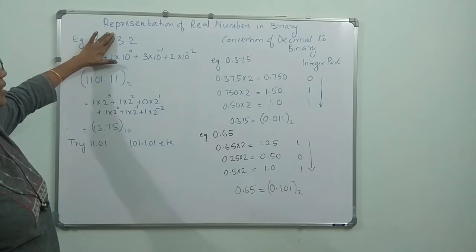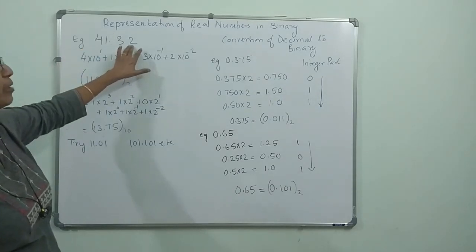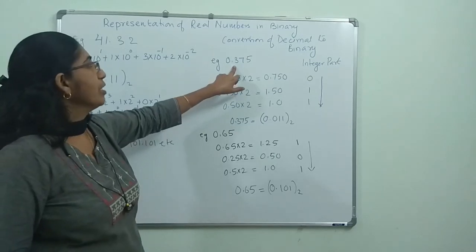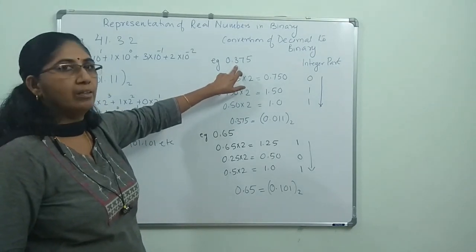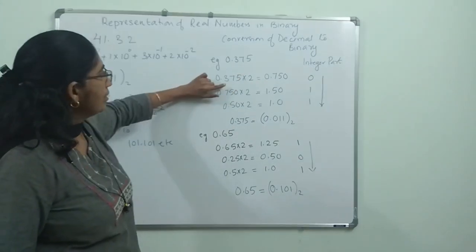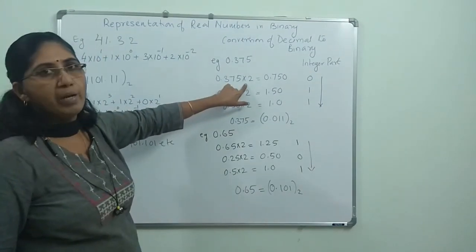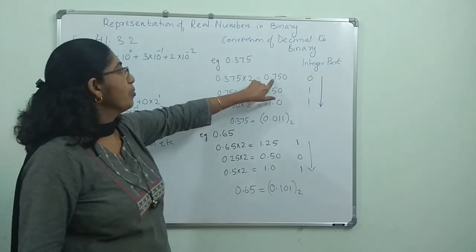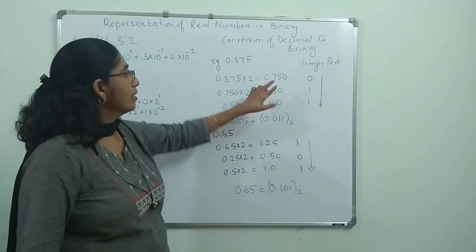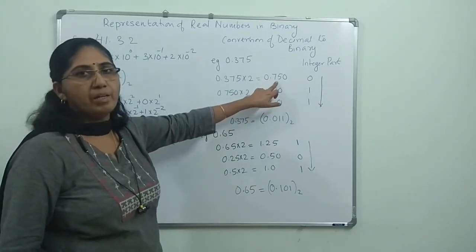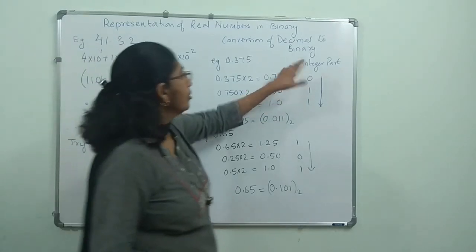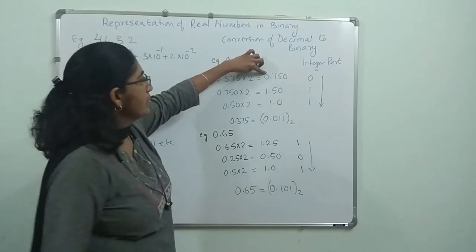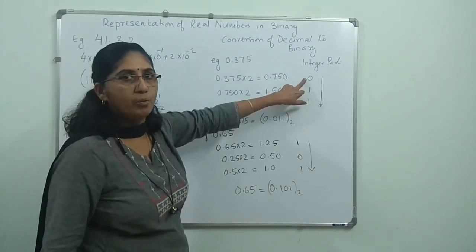That we are keeping aside. Now let us find this fractional part. For example, I have taken 0.375. How to find out the binary equivalent? I am going to take this decimal part. Our base is 2. Binary means base is 2. Multiply by 2. I get 0.750. There is an integer part and a decimal part. I am going to write down the integer part here. Here the integer is 0. I have taken down the integer over here.